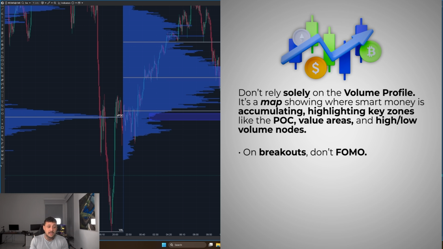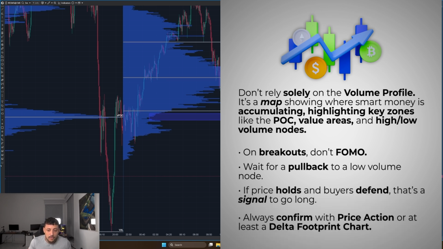Again, if we see a big breakout to the upside, don't FOMO into a position. Look for price action to pull back into a low volume node, wait for price to transact in that area, and if buyers can continue to defend and support the market at that low volume node, then that's confirmation for you to take longs.